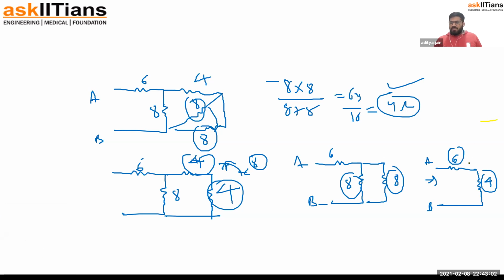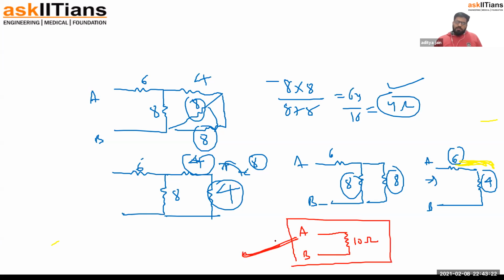That 6 plus 4 is in series. So the equivalent resistance will be 6 plus 4. Yes or no? So 6 plus 4 will give you 10. So now this is the final scenario. This is A, this is B. 6 plus 4 is 10.